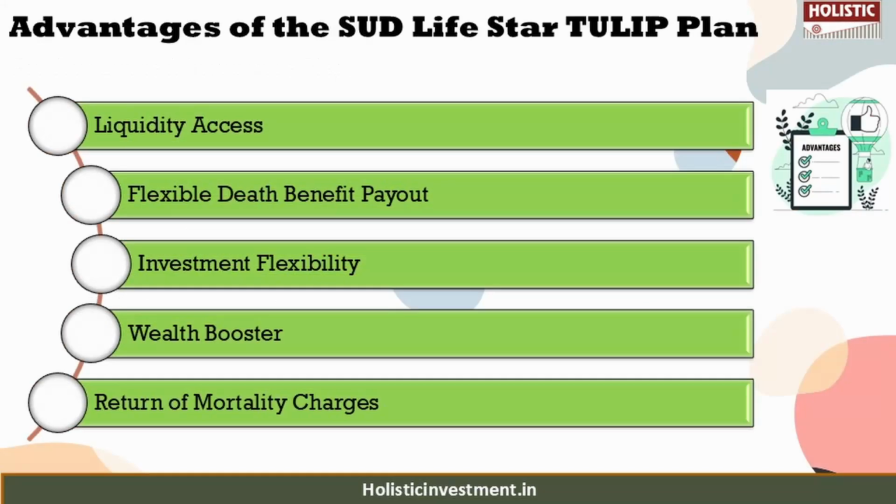Some of the advantages here are partial withdrawals are allowed from the 6th policy year onwards. Settlement options available for death benefit. Policyholders can redirect premiums and switch between funds. Additional benefits credited every 5 years starting from the 20th policy year. At maturity, mortality charges are added back to the fund value.